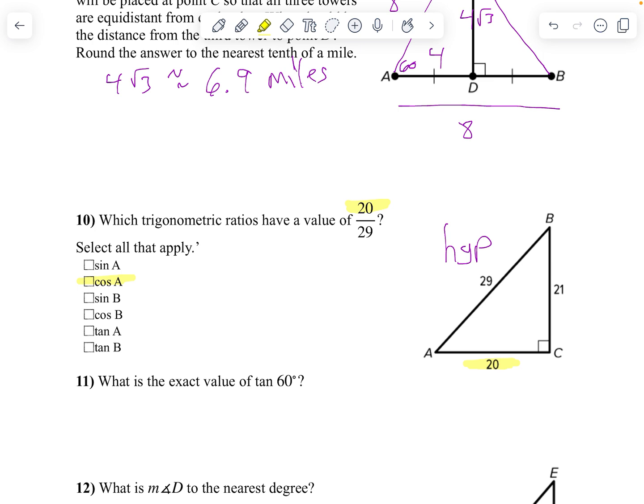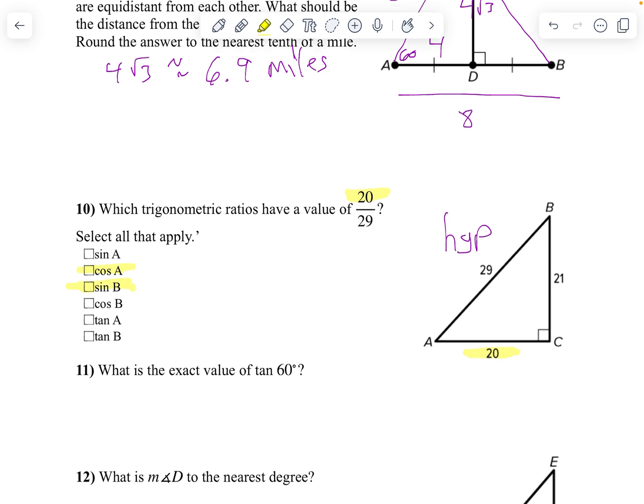If I look at angle B, 20 is opposite, so it will be the opposite over the hypotenuse or the sine of angle B. We're not going to use tangent because we don't use 21 in our problem.